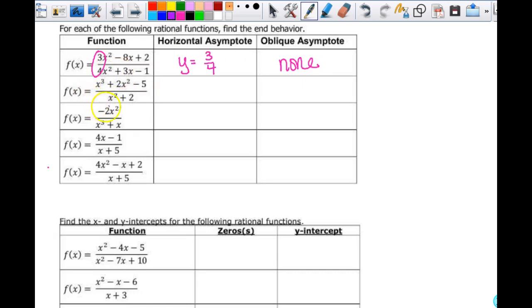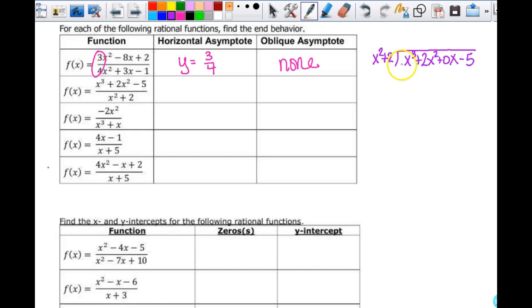Then here, this is 1 degree higher in the numerator, so I'm going to need to divide. I do not get to use synthetic division here because that's an x squared in the denominator, which means I'm doing long division. This is going to give me x cubed plus 2x squared plus 0x, it doesn't really matter because it's 0, then minus 5.